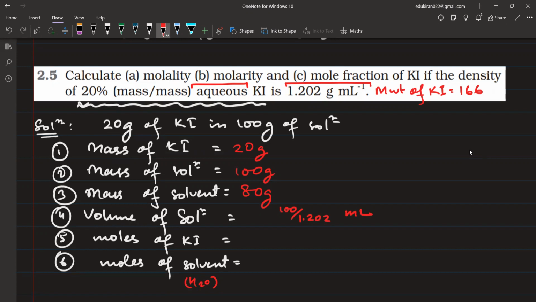Moles of KI निकाल लीजिए. This will be 20 upon 166. Moles of solvent. Solvent है आपके पास 80. What is the molar mass of water? It is 18. ठीक है.